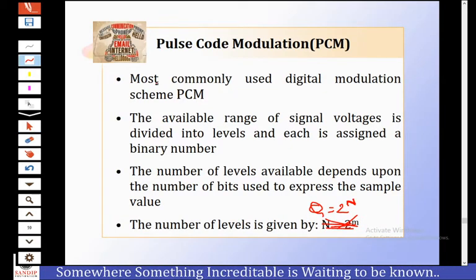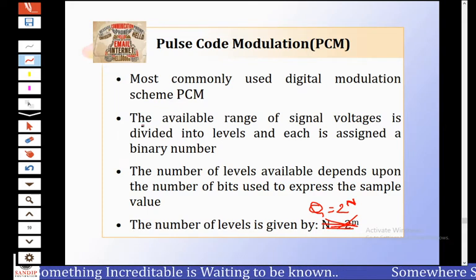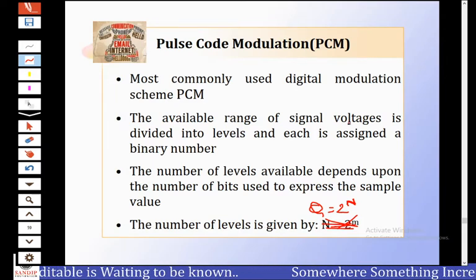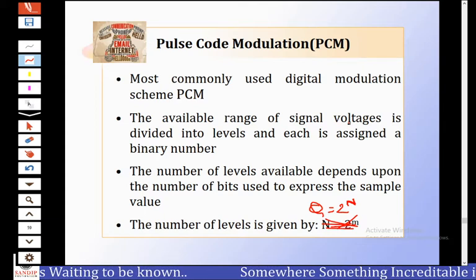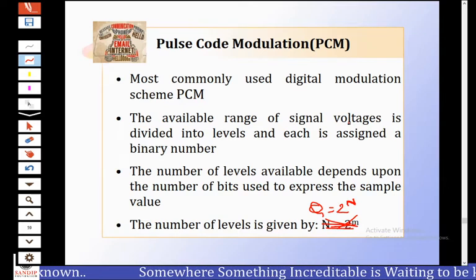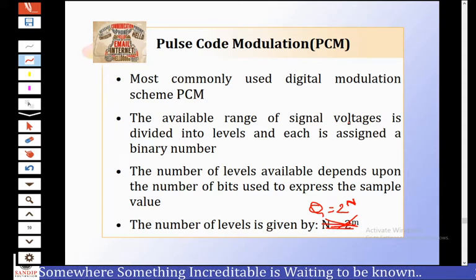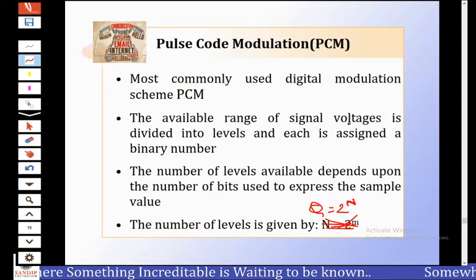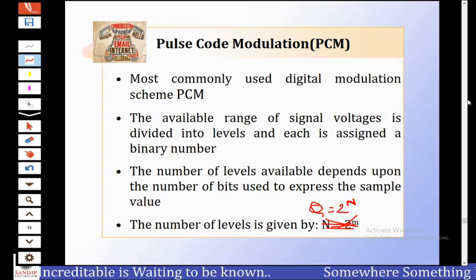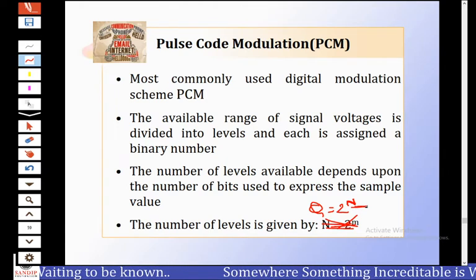Now, the most commonly used digital modulation scheme is pulse code modulation. In that, the available range of signal voltages, that is the analog signal, is divided into a number of levels, and each level is assigned a binary number. The number of levels available depends upon the number of bits used to express the sample value, and the number of levels is given by q equal to 2 raised to n, where n is the number of bits used to represent each sample.